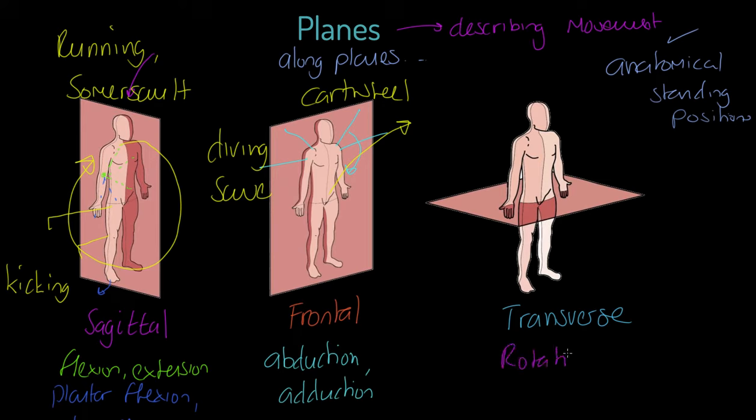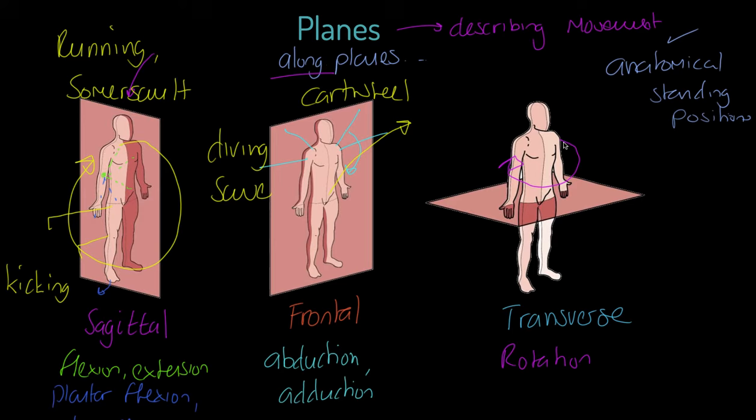So if this character here was to rotate around in this direction, or vice versa, I've said it there in a clockwise direction, but it could be in an anti-clockwise direction, that would be an example of rotation. Now, rotation happens along that transverse plane, but it's not just rotation.